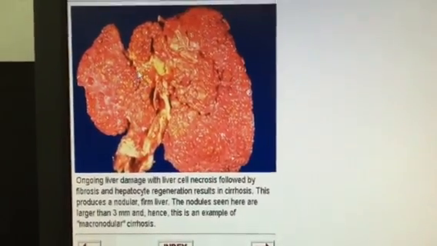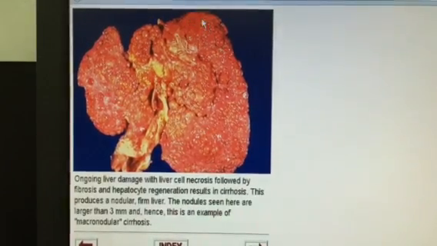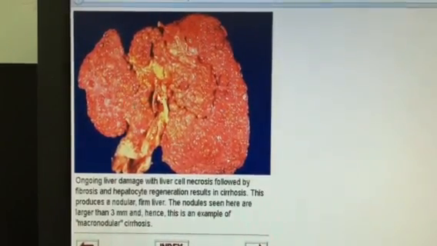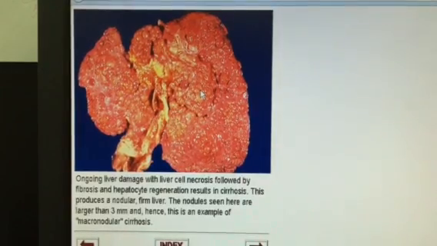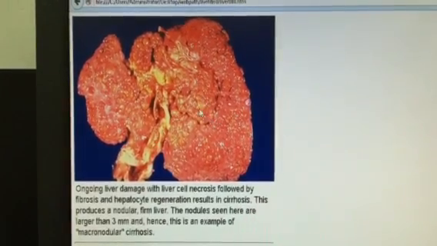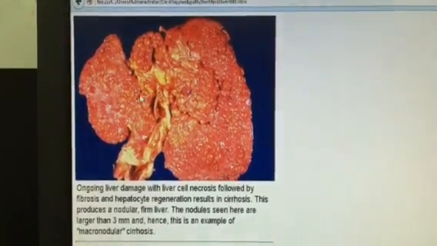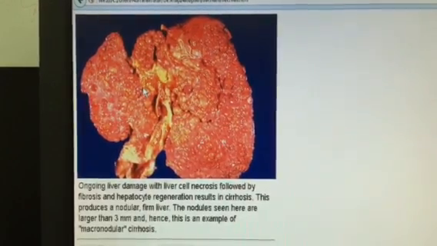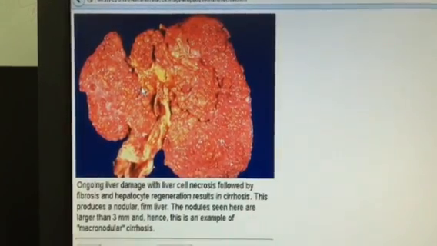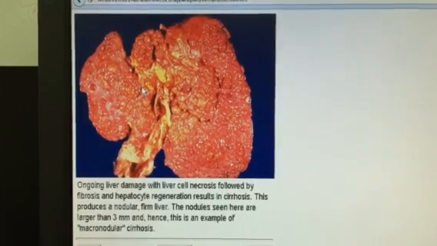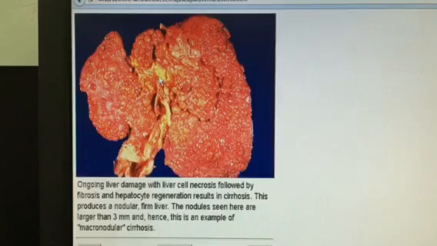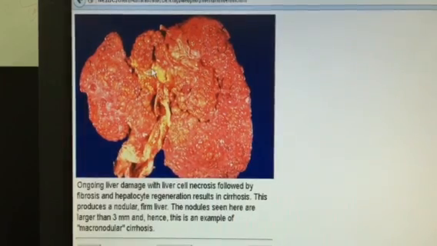This is an ongoing liver damage. Why? Because the surface is not smooth as in the normal liver. It is micronodules or macronodules. How to differentiate? If it is more than 3 millimeters, we call it macronodular. If it is less than 3 millimeters, we call it micronodular cirrhosis. This condition will develop over years.